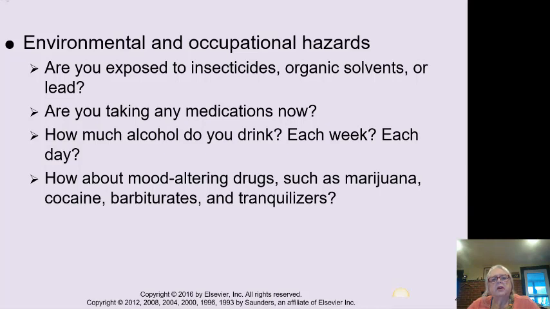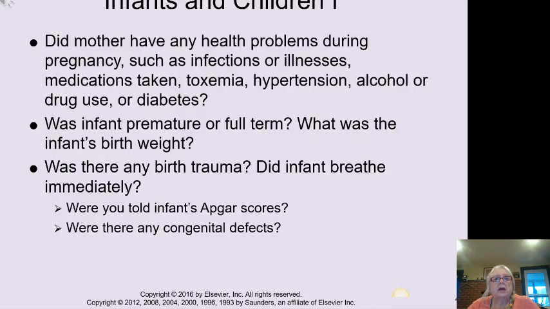So how about mood-altering drugs? Marijuana doesn't create too much, but it can numb you enough that you're not really experiencing the full effects of your other neurological problems. However, as you know, with CBD oil, they are finding a significant impact to the relief of seizures, which is a neurological disorder, with a derivative of marijuana. So you've got cocaine, barbiturates, and tranquilizers here as well, and they will all impact your neurological data.